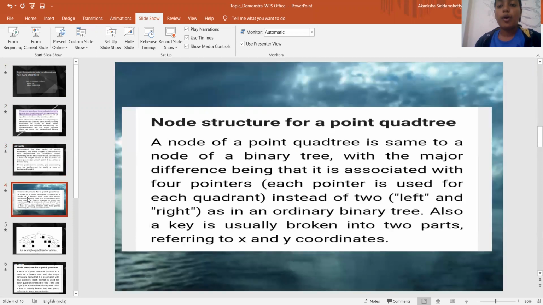Node structure for a point quadtree. A node of a point quadtree is similar to a node of a binary tree, with the major difference being that it is associated with four pointers. So the node structure of a point quadtree is associated with four pointers. Each pointer is used for each quadrant instead of two, left and right, as in an ordinary binary tree. Also, a key is usually broken into two parts, referring to x and y coordinates.